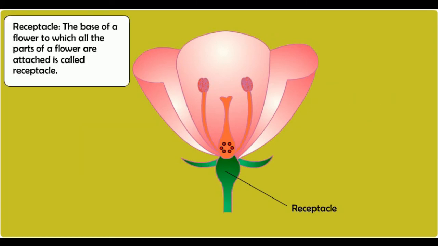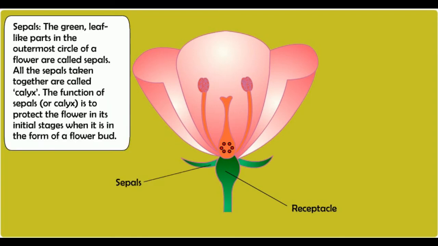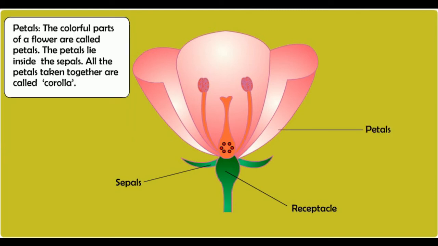1. Receptacle. The base of a flower to which all the parts of a flower are attached is called the receptacle. 2. Sepals. The green leaf-like parts in the outermost circle of a flower are called sepals. All the sepals taken together are called calyx. The function of sepals or calyx is to protect the flower in its initial stages when it is in the form of a flower bud. 3. Petals. The colorful parts of a flower are called petals. The petals lie inside the sepals. All the petals taken together are called corolla.